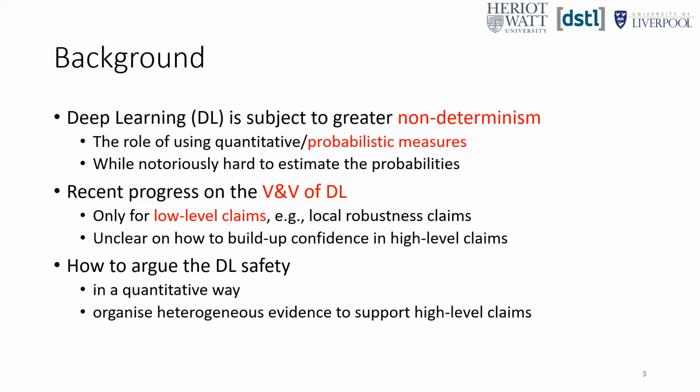And recent progress has been made to the verification and validation of deep learning. Well, these new techniques are not only able to support low-level claims like the local robustness of a deep neural network. We are still unclear about how to build up confidence in some high-level safety and reliability claims. So these two facts motivate this work. We investigate how to argue deep learning safety in a quantitative way and try to organize different types of evidence like formal verification and operational testing to support high-level claims.